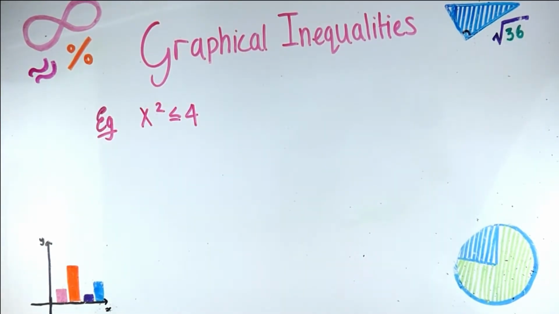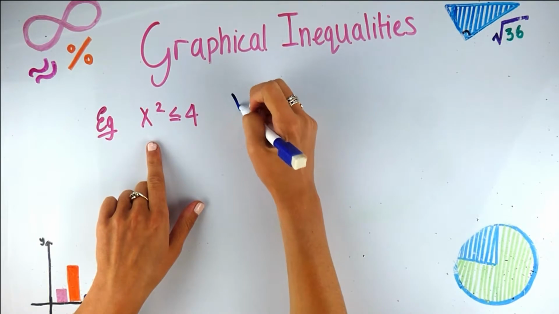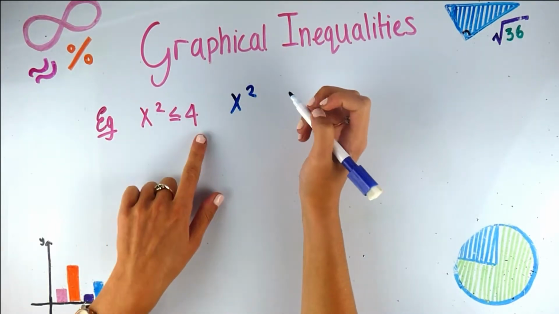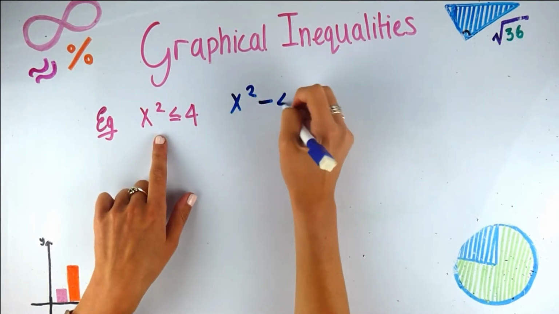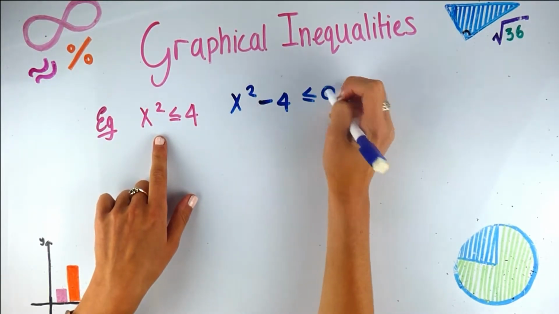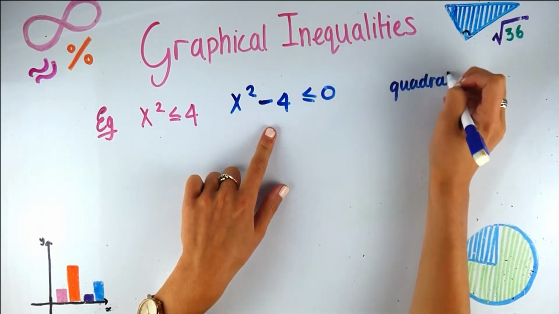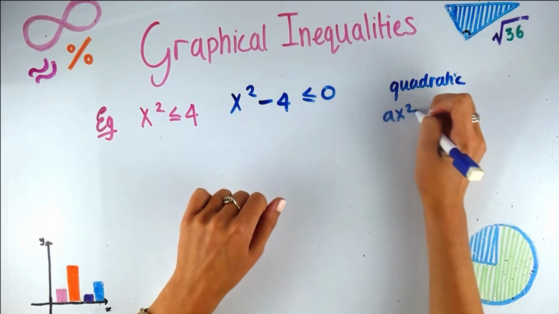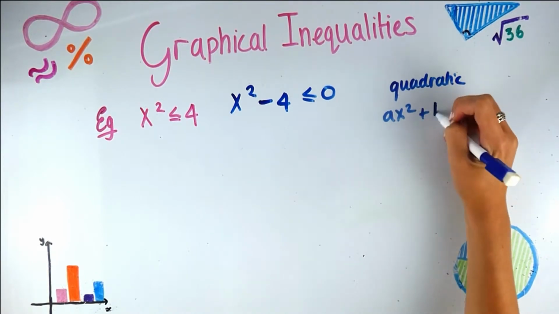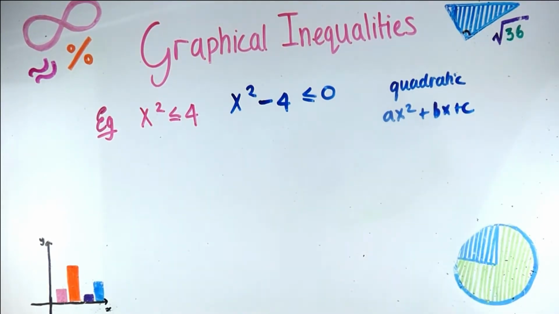Okay, so the first example I'm going to run through with the graph before we go on to exam questions to practice is the one we've just done. I can rewrite this as x squared minus 4 is less than or equal to 0. Now this looks like a quadratic, so if we remember, a quadratic has the highest order term x squared. In the factorising and solving quadratics video, we solved them when they were equal to 0. So that's what we're going to do here.